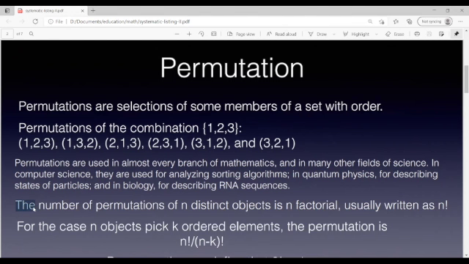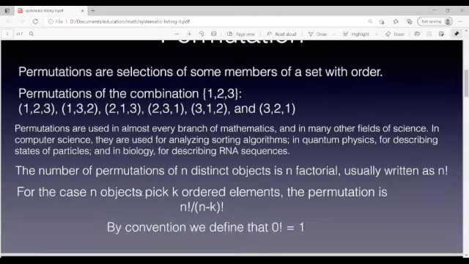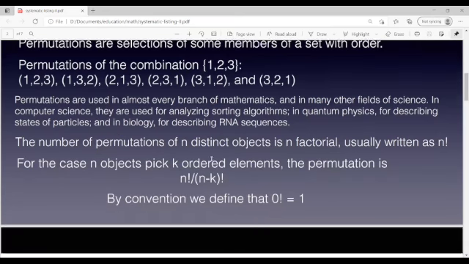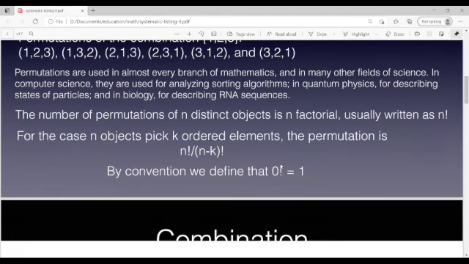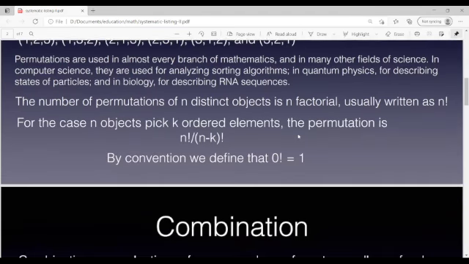So the number of permutations of n distinct objects is n factorial. So you should recognize the n exclamation mark, so n factorial. For the case of n objects, where you pick k ordered elements, the permutation formula is n factorial divided by n minus k factorial. And you might want to know that 0 factorial equals 1.